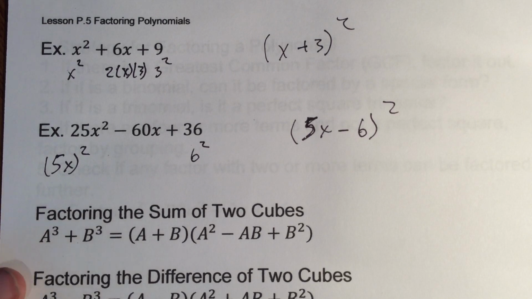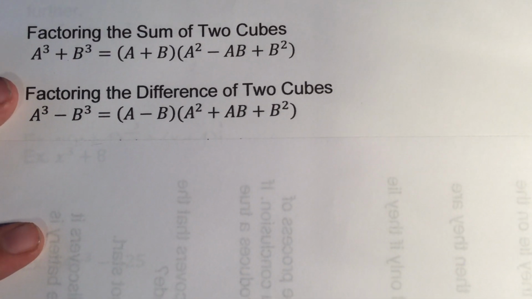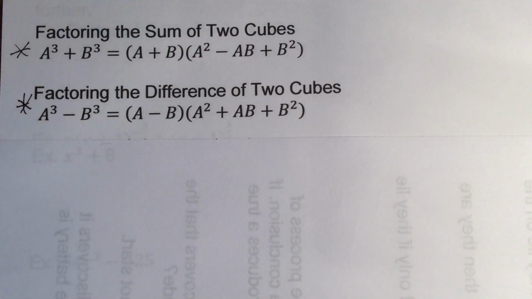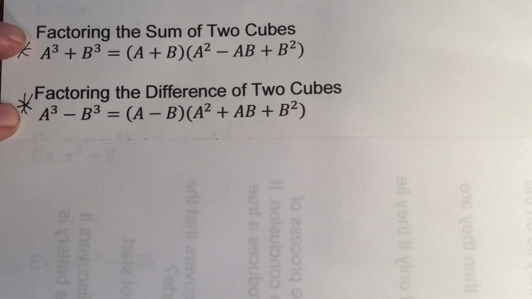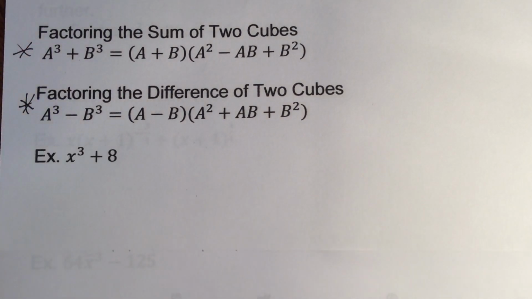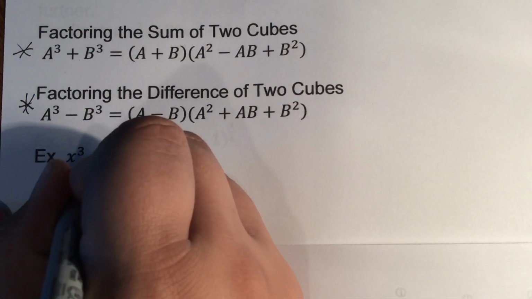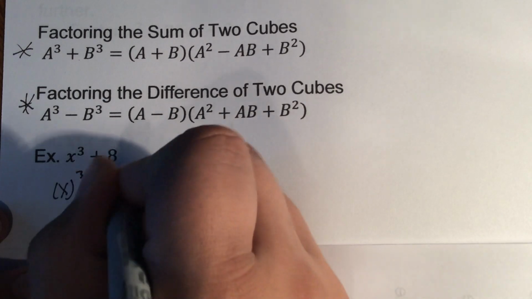Now, if it's cubes, these are going to be things that you're going to want to write down on your note card when time comes for the test. Because these are the forms that you're going to have to follow when you're doing those. So x to the third plus 8. So this is really saying x being to the third plus 2 being to the third.